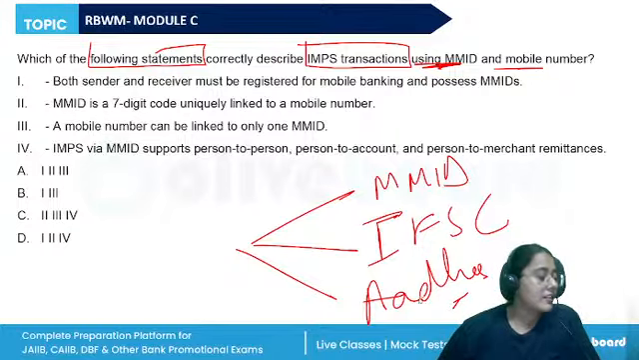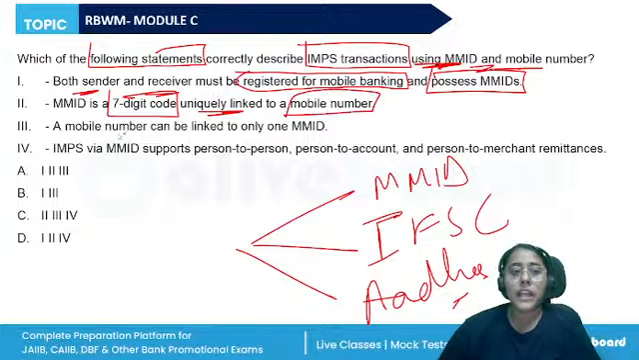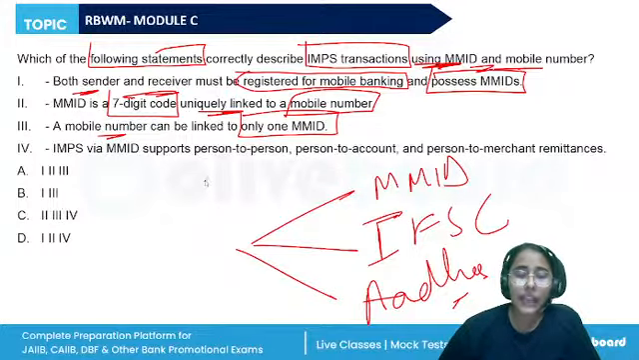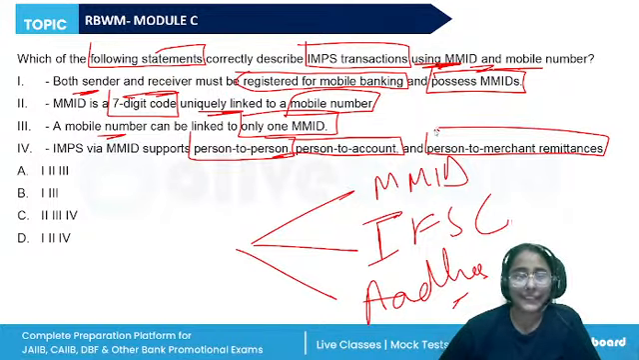So here the question is asking you about the MMID. Both sender and receiver must be registered for mobile banking, and they should possess the MMIDs. The MMID is a 7-digit code uniquely linked to a mobile number. The mobile number can be linked to only one MMID. IMPS via MMID supports person to account and person to merchant remittances. Very important. Very important.